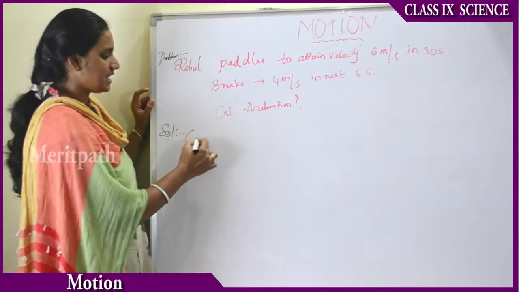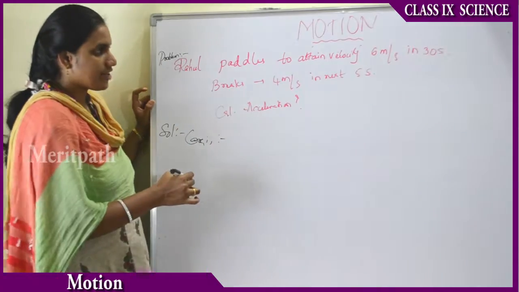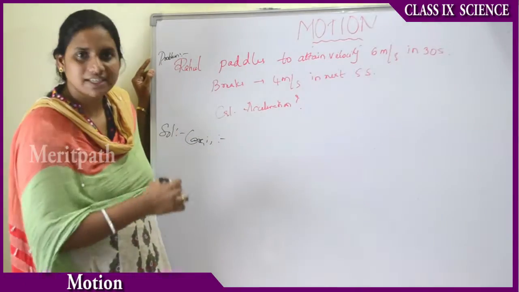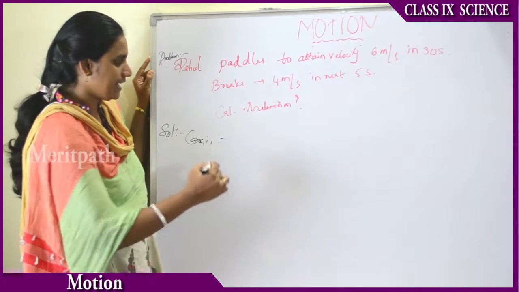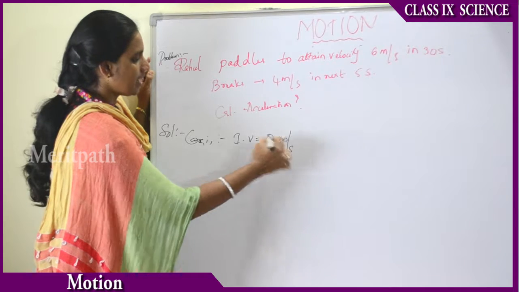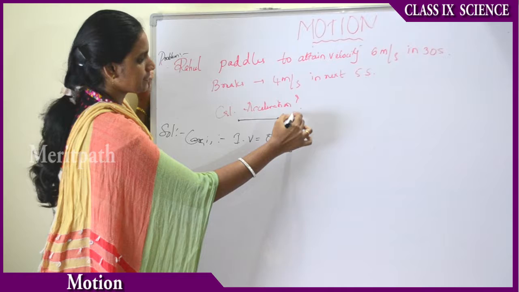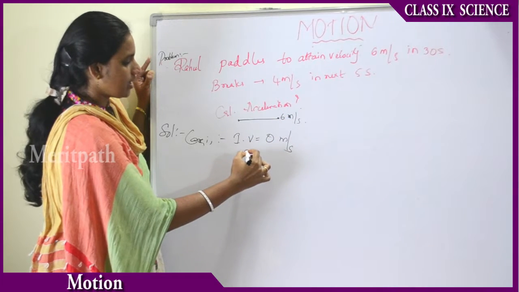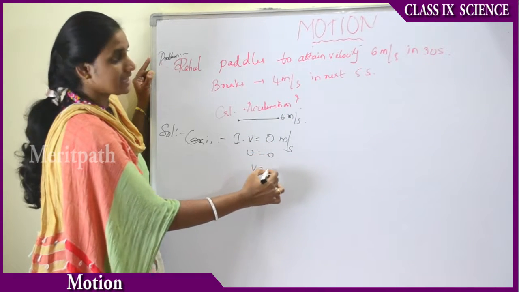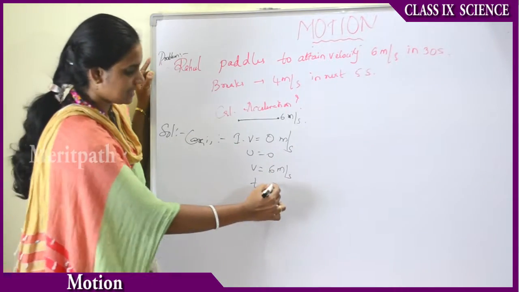The first case is case 1, where he attains a velocity of 6 meters per second in 30 seconds. That is, the initial velocity will be 0 meters per second, right? And the final velocity will be 6 meters per second. Therefore, u is 0 and v is 6 meters per second, and the time taken is 30 seconds.